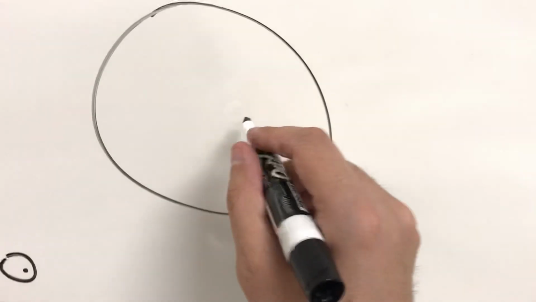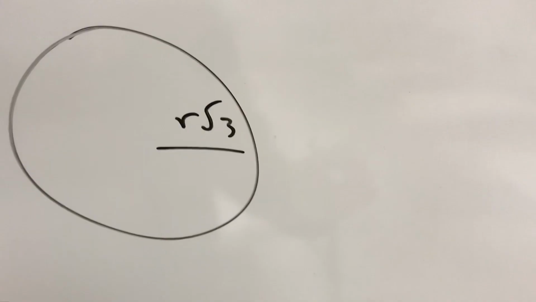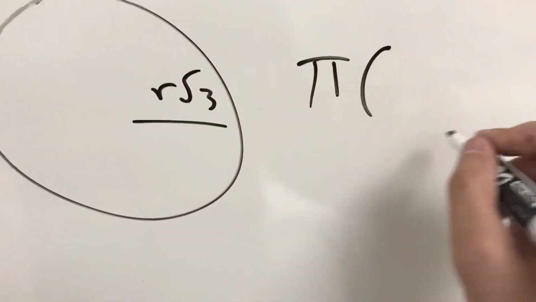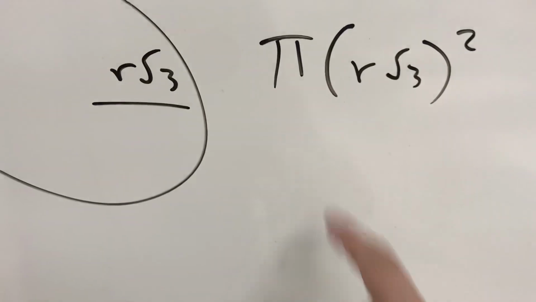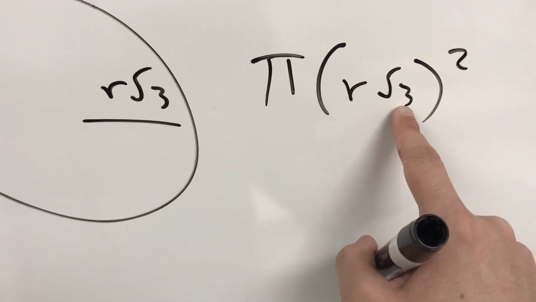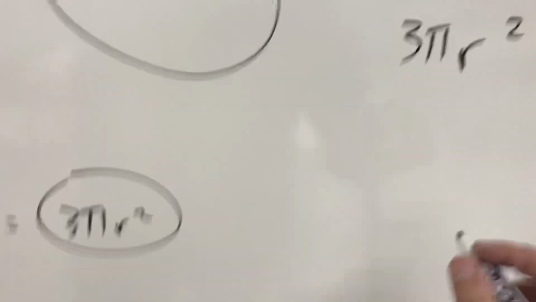Okay, so now I just need to show that the area of these cross sections will also be 3 pi r squared. The area of these cross sections, of course, is going to be pi times the radius squared. The radius here is r radical 3, and we're squaring it. So that's going to be radical 3 squared, which is 3, times r squared, and that's going to be 3 pi r squared.